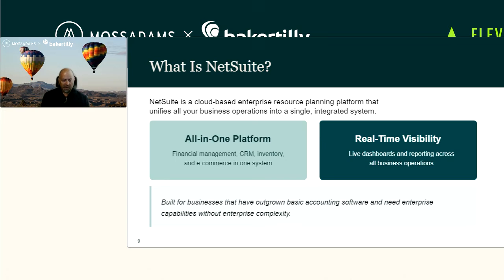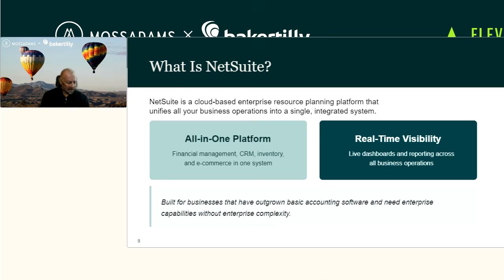And these types of platforms are really built for those businesses that have outgrown basic accounting software and really need those enterprise capabilities, but also without that enterprise complexity. That's really one of the other strengths of NetSuite: it will scale with you as you need to scale.